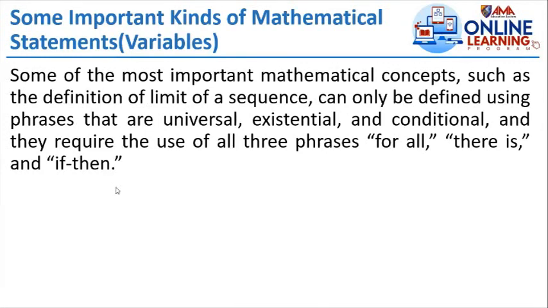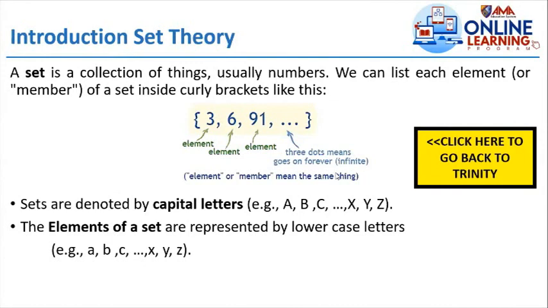Okay, now let's go with the sets. As I told you earlier, we will deal with the sets. A set is a collection of things, usually numbers. We can list each element or member of a set inside curly brackets like this. So curly brackets or braces. And those inside are called the elements or members of a set. And if you see this one, this is what we call the ellipsis. We will use this if, for example, the listing continues. We usually use this at the last part of the listing if we don't know the last element of that set.